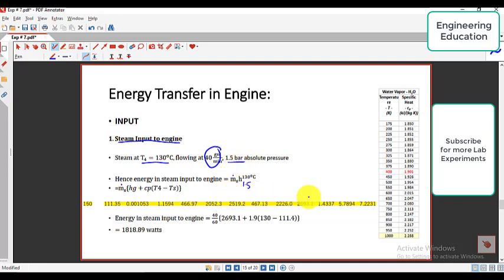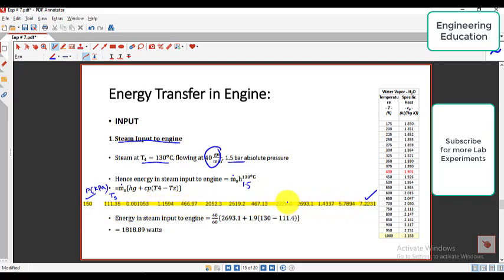So these are the values which are captured from the steam tables. This is pressure in kilopascal. So 150 kilopascal is nothing but 1.5 bar. So at 1.5 bar we have these values. This is the saturation temperature, Ts, 111.35. This is the corresponding other values.